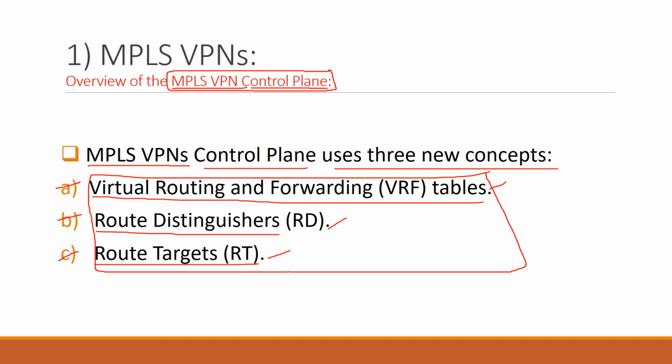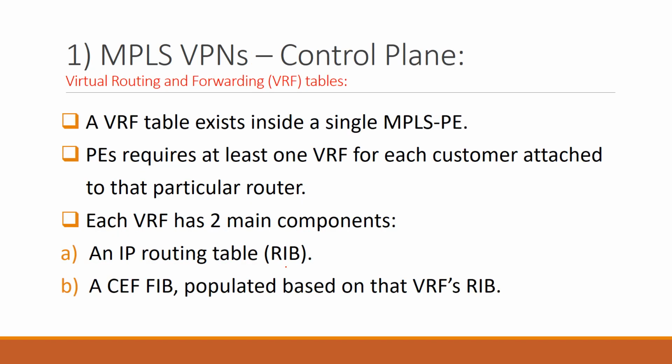What are VRF tables, what are the route distinguishers and what they are used for, what are the route targets, and how to represent the RD and RT and what they are used for. So we will start here in this slide discussing the first element or the first concept of the MPLS VPN control plane, which is the VRF tables, virtual routing and forwarding tables.